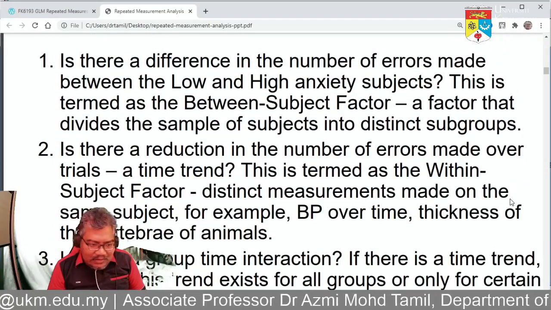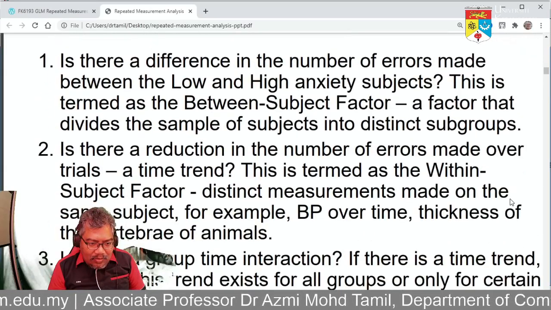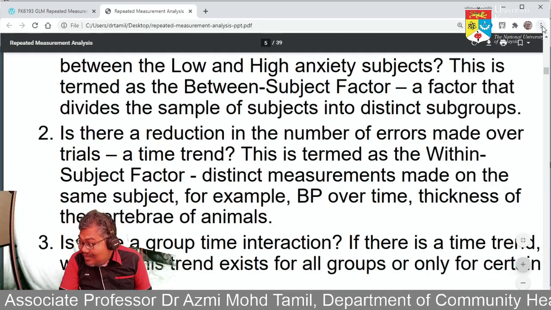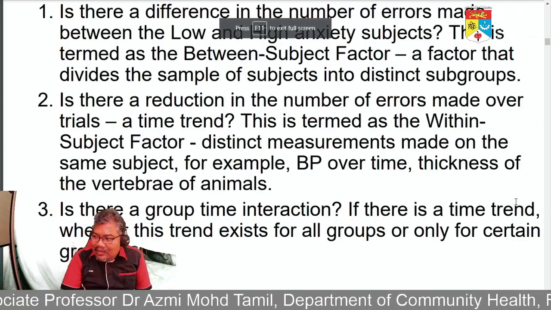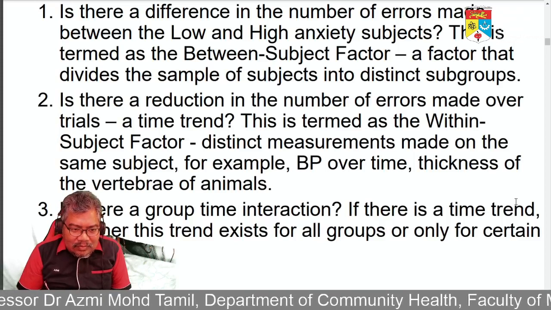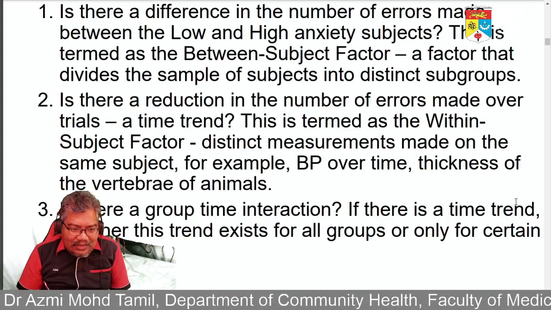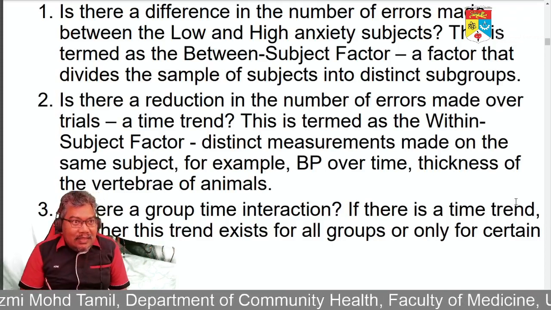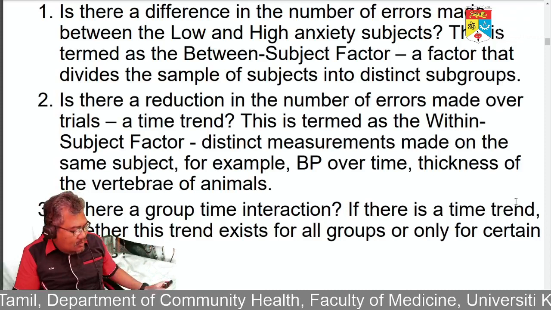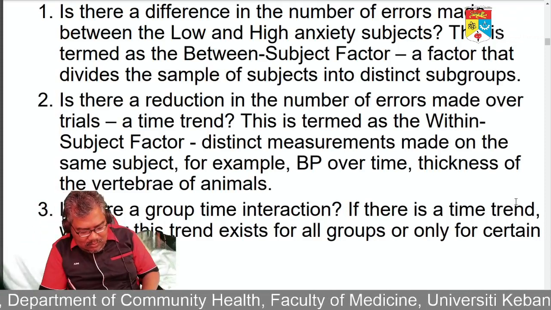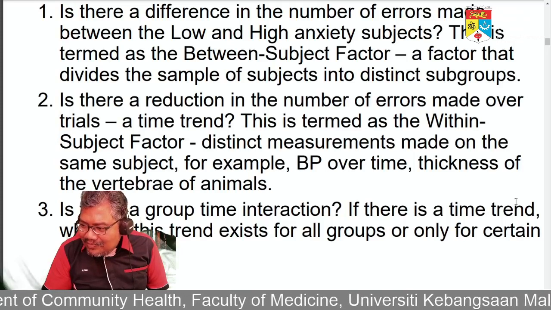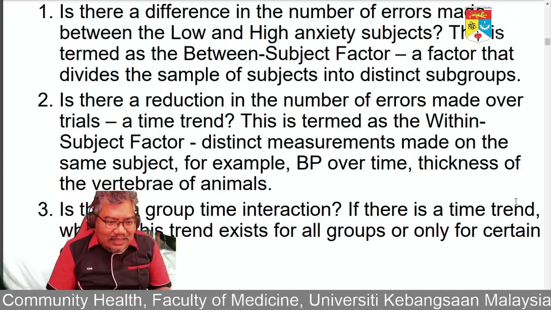So using GLM repeated measures, you can answer the following questions. Number 1: is there a difference in number of errors made by the high and the low anxiety group over time? Is there a reduction in numbers of errors made by the trials? Is there a time trend? And if you have two groups, is there a group time interaction?